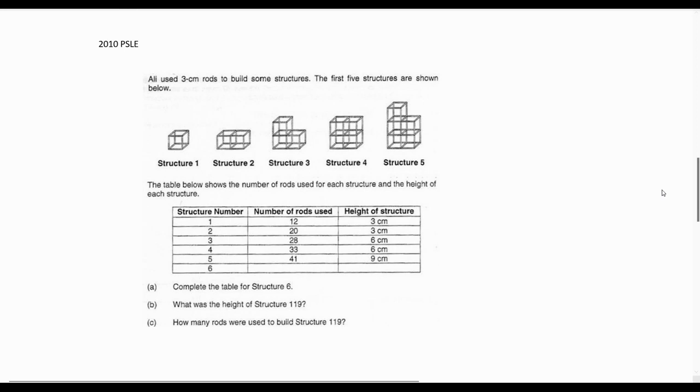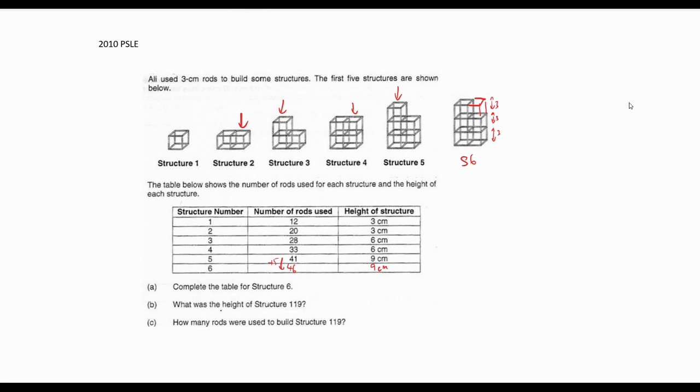Pattern variant 3 is taken from the 2010 PSLE math paper. For part A, we have to complete the table for structure 6. Looking at the diagram, you can see that they are just adding one cube for every structure. So we can just draw in the next sequence, and in doing so, we are just adding 5 sticks, which makes it 46. The height is still 3 cubes, which is 9 cm, same as the previous structure.